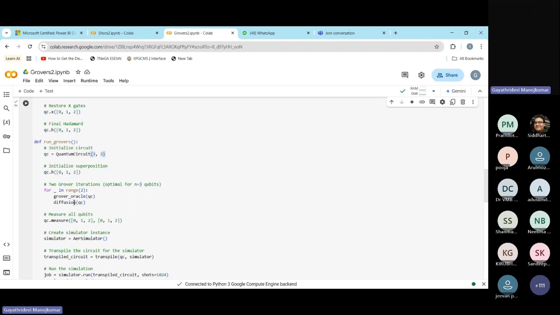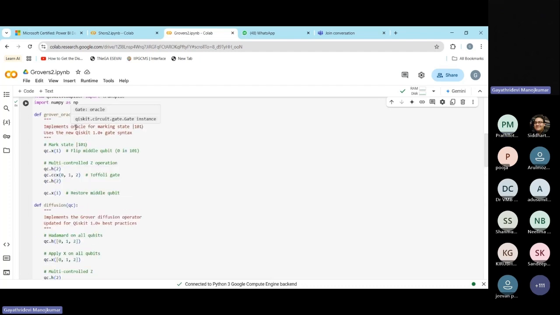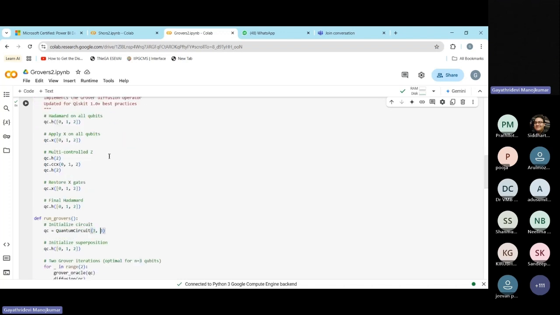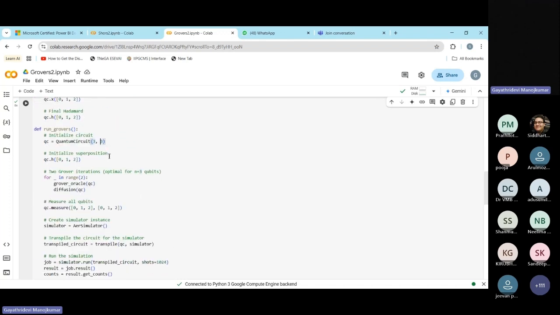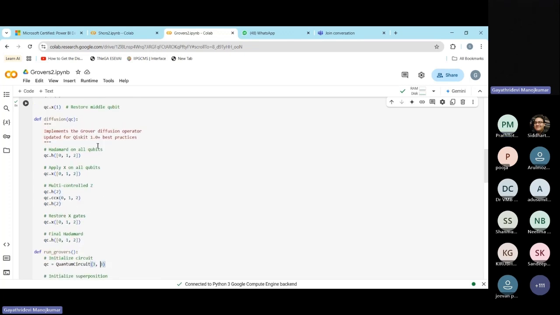So applying the oracle function, the oracle function will be called, and this marks the state. Once the oracle function is called, it will mark ket of 101. After this, the diffusion function will be called. The diffusion function will be executed, and it amplifies the 101 until it gets the correct solution.